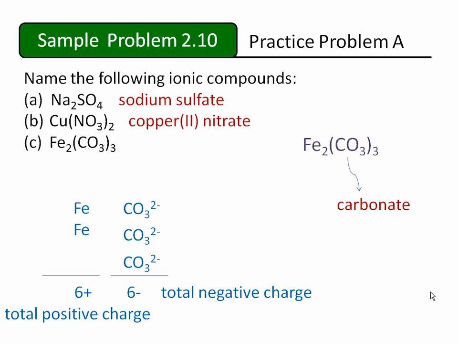This time, however, the total positive charge comes from 2 iron ions. We can come to the conclusion that each individual iron ion has a charge of +3. And then we can name our cation as iron(III). The compound will be called iron(III) carbonate.